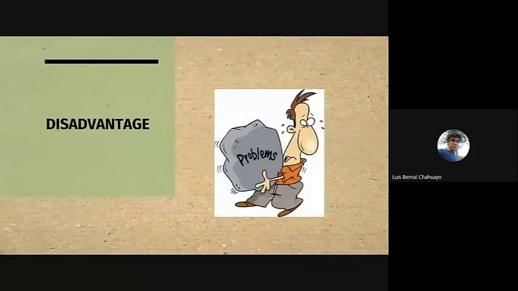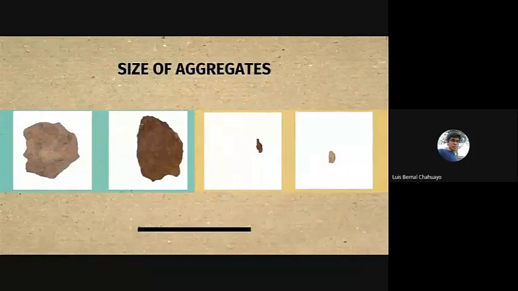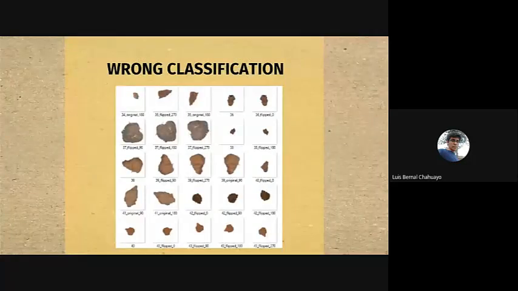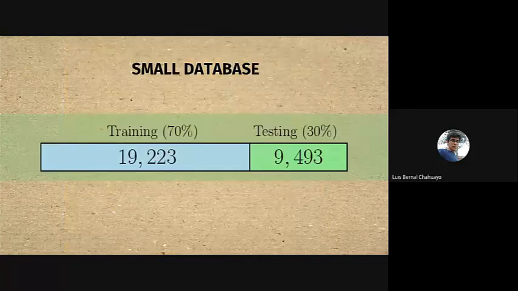And we found several problems, mainly in the data. In the data, we found images of different sizes, huge aggregates and really small aggregates. Also, we found some images that were wrongly labeled. And additionally, the last problem is the amount of data that we have: too few samples.